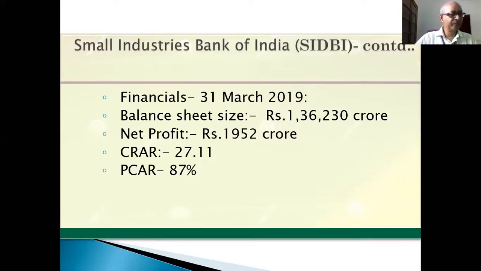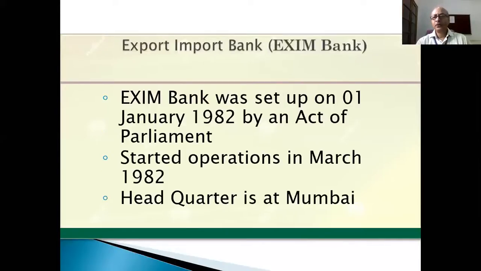And its balance sheet size has also been increasing very fast from around 68,000 crores in 2017 to 95,000 crores in 2018, and now in 2019 it is 1,36,000. So this is about CDB. Now we come to the next institution, that is Exim Bank.